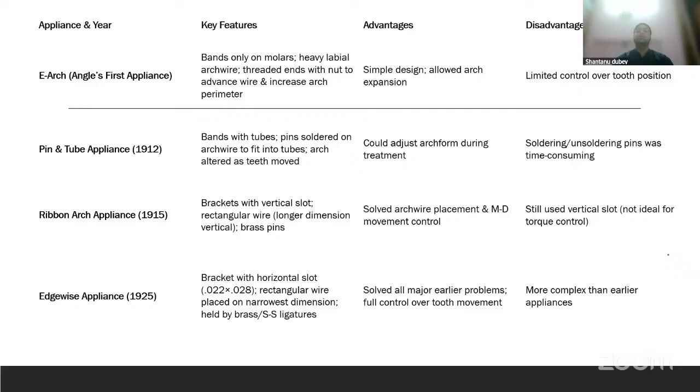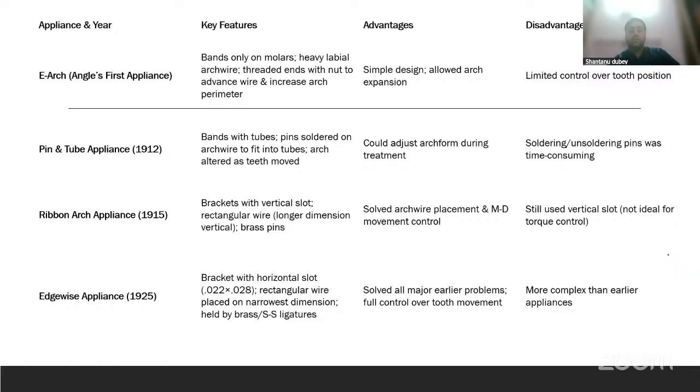So edgewise was his last development, and he was just finishing developing it, so he couldn't even finish it. But that was the last thing that he developed. So always remember, E first, E last. E arch appliance was the first. Then comes P, then R, P R always: pin and tube and ribbon arch. And finally, E last is edgewise.